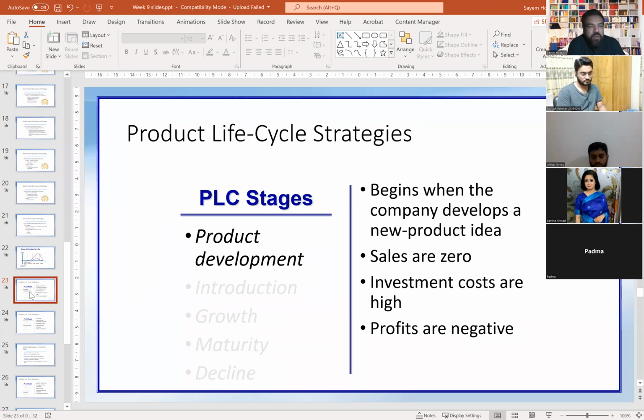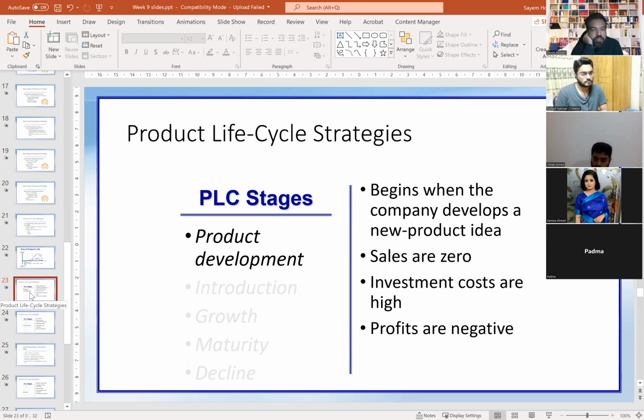That means you have to heavily invest into the product, into marketing, into campaigns, into building more awareness of the product. Profits will be negative at this stage. You have to keep in mind that you would not be able to make much profit from the product, because you are only investing in the product.